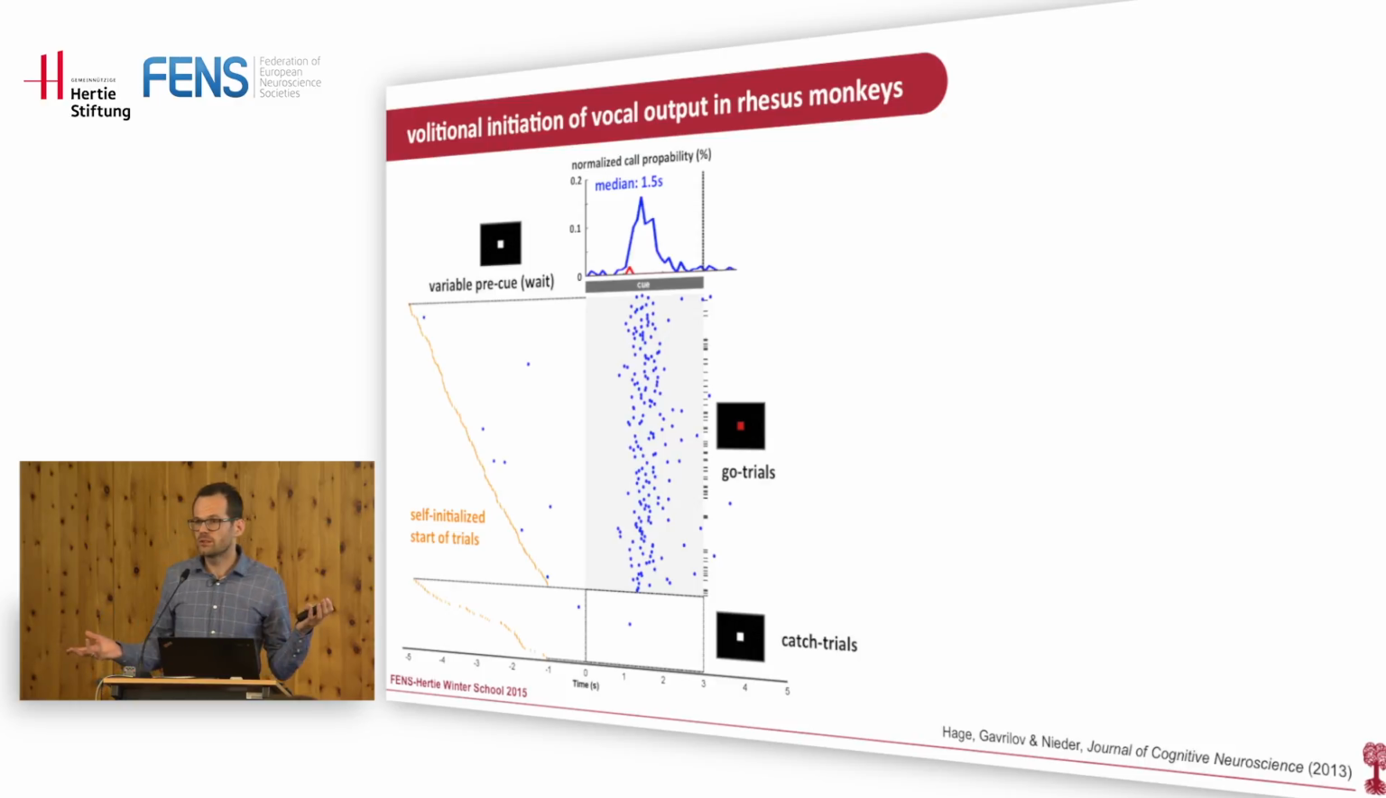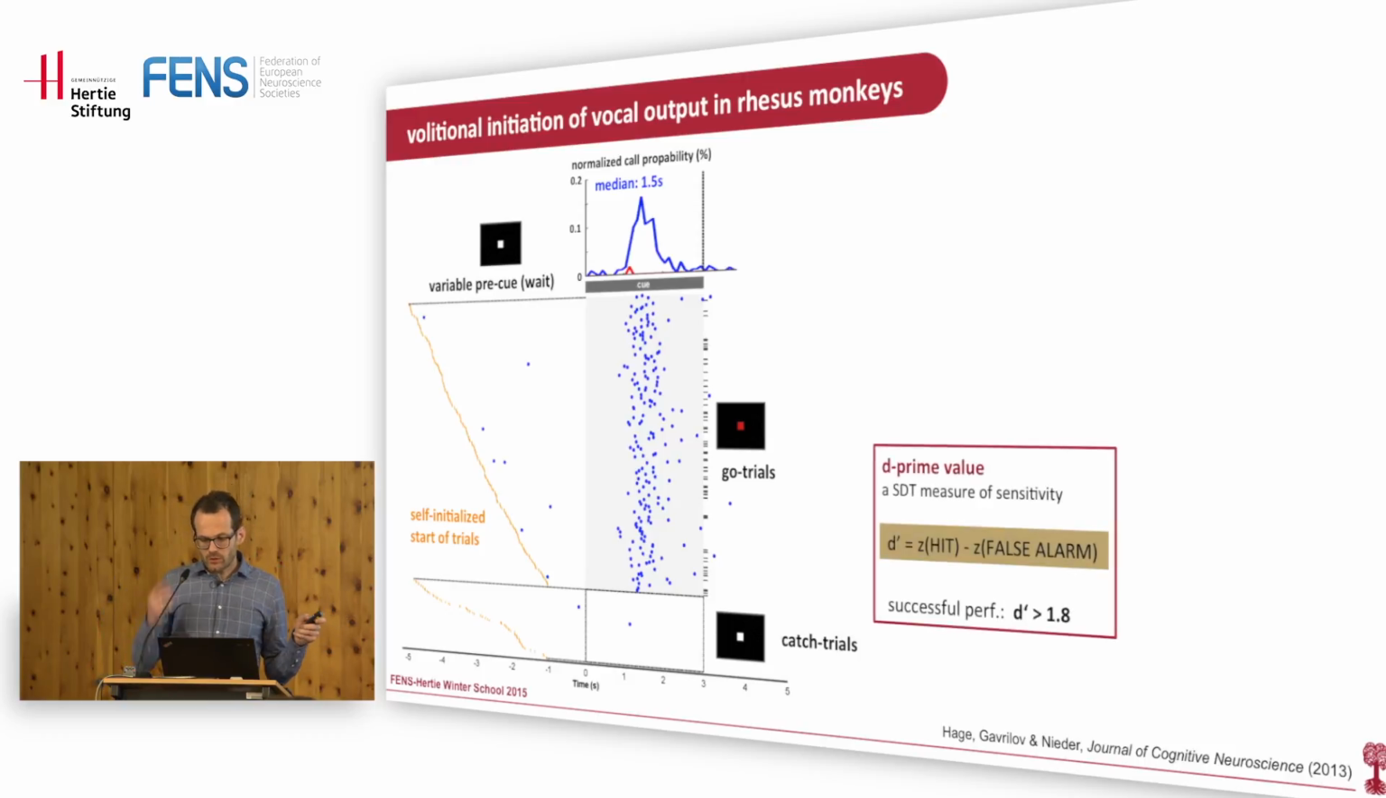I think the picture is pretty clear. So the monkeys are almost exclusively vocalizing here during the go trials. This is here the median activity with a median latency of 1.5 seconds. To make sure whether this is significant or not, what we used was the d prime value in this case, which is a standardized difference between the means of the hit and the false alarm rate.